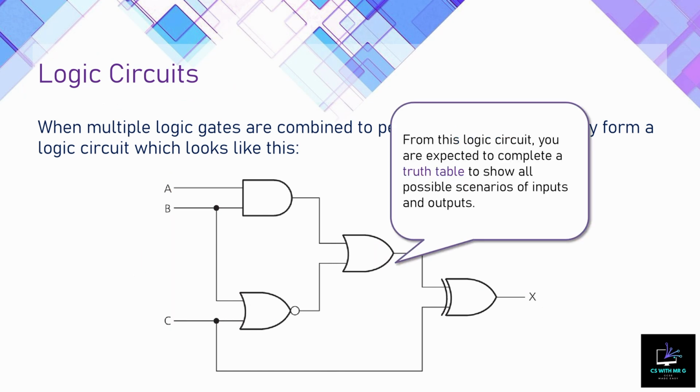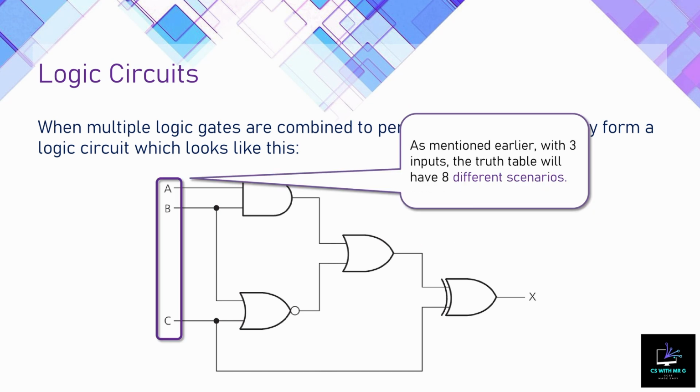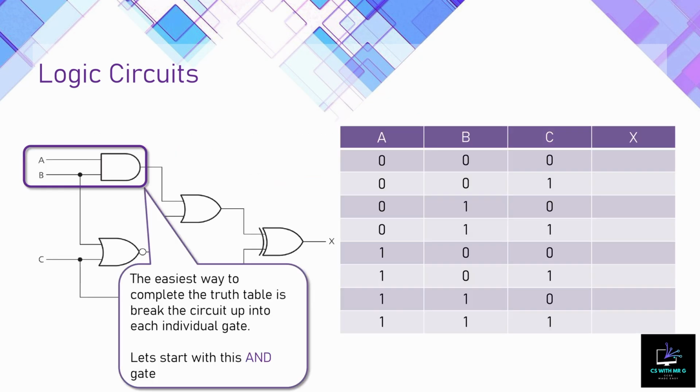So from this circuit, like I've mentioned, we will be expected to produce a truth table. And like I've said, the 3 inputs labeled as A, B, and C allow for 8 different scenarios, which we will see in the truth table shortly. The truth table on the right-hand side, we've got 3 inputs, A, B, and C, and these numbers are filled in like they should be in the exam.